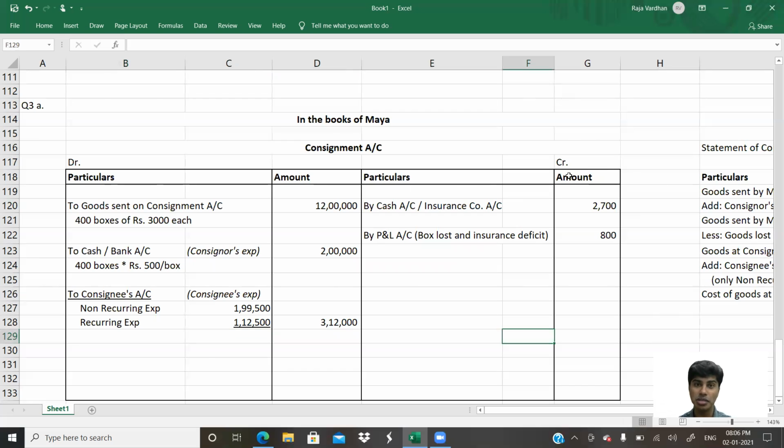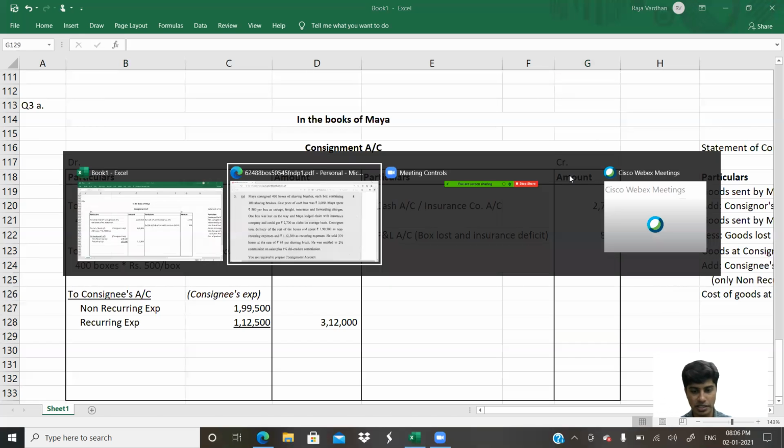Will the consignor reimburse that expense to the consignee? Yes. Will that affect our profit? Yes. Will that increase the value of closing stock? The answer is no. The valuation of closing stock is considered after taking into consideration all the expenses incurred till the time the goods reach the consignee's godown. Expenditure incurred after the goods reach the consignee's godown is not part of the closing stock valuation. I hope that makes sense.